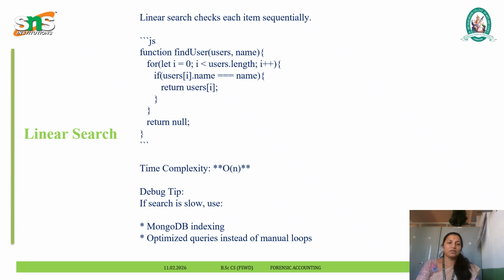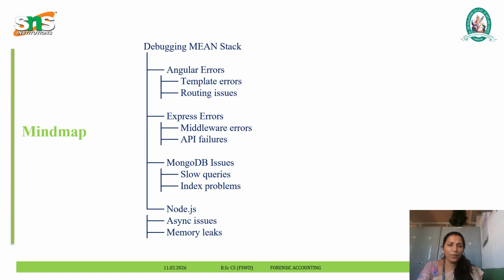Here I have given the linear search, for how the items are checked sequentially under the function method. In the function, i starts as 0. So i goes up to the users length and is increased one by one. If the user's name matches, it returns users[i]. Otherwise it returns null. Finally, the time complexity. As a debug tip, if the search is slow, use MongoDB indexes to optimize queries, since everything will be manually looped. This loop happens under debugging methods.